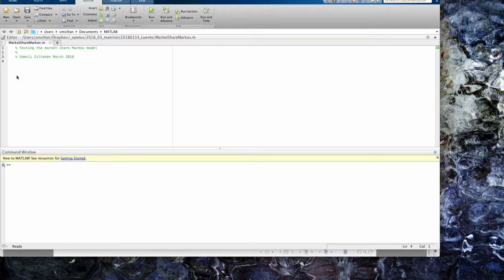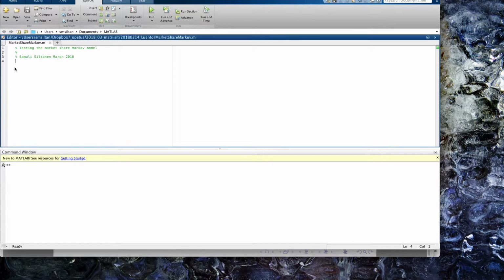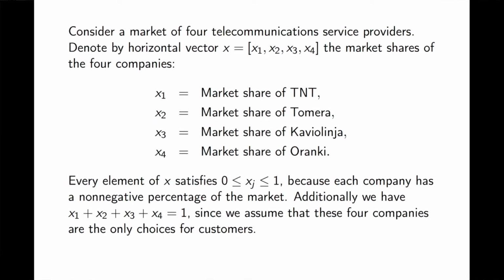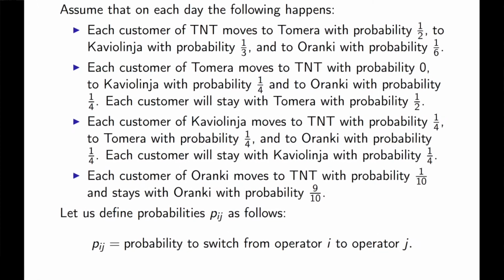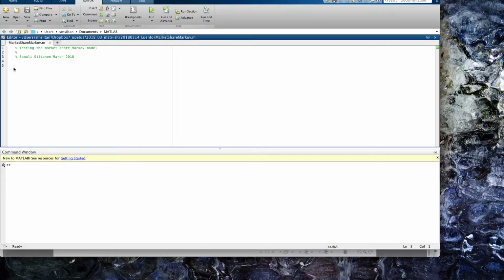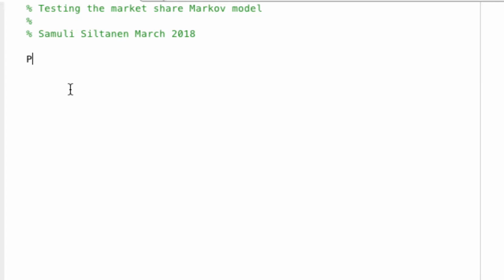All right, so let's build our model. First of all, we are dealing with this model. We have to construct our matrix P. So let's construct the matrix P. We already constructed it on the blackboard, so I will just simply write here what we have on the blackboard.